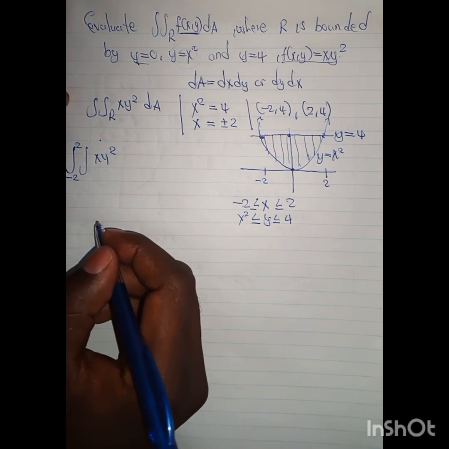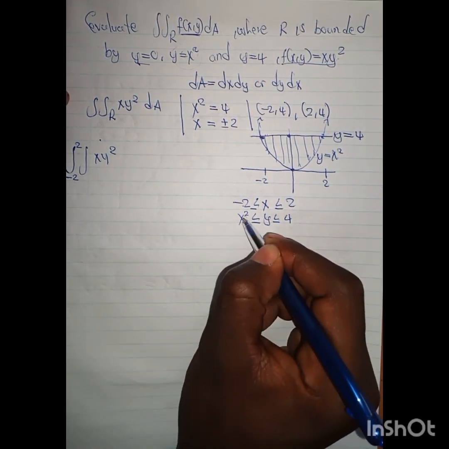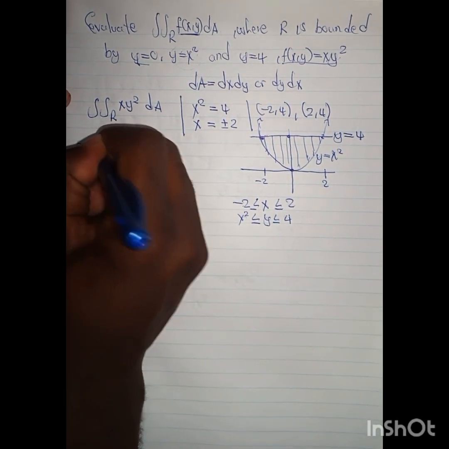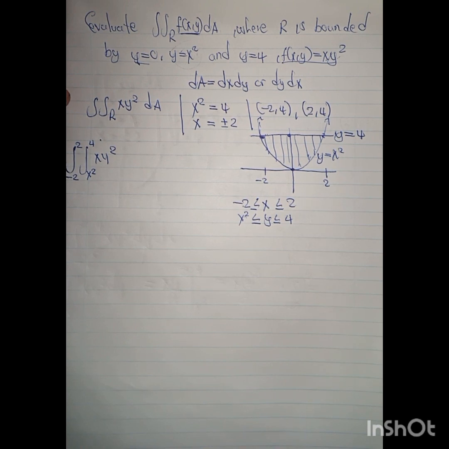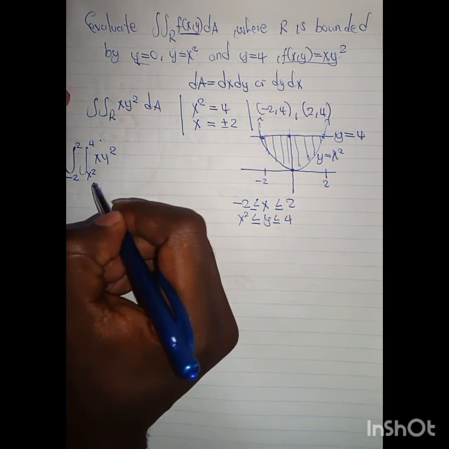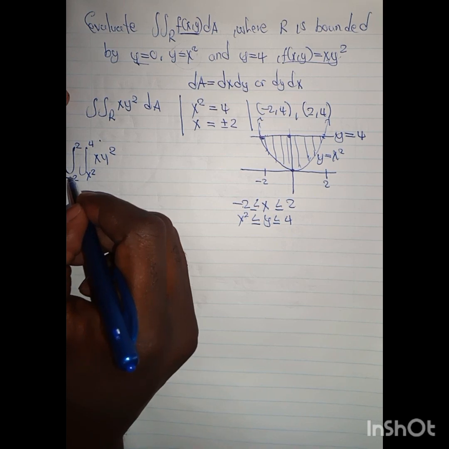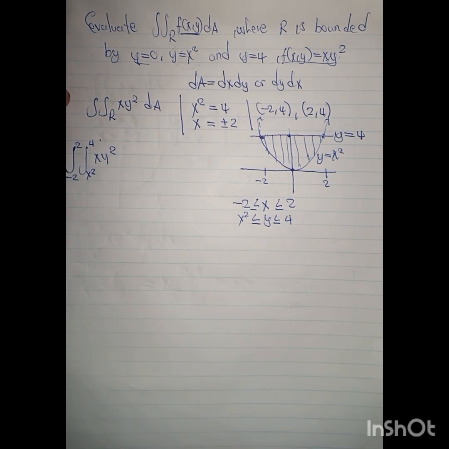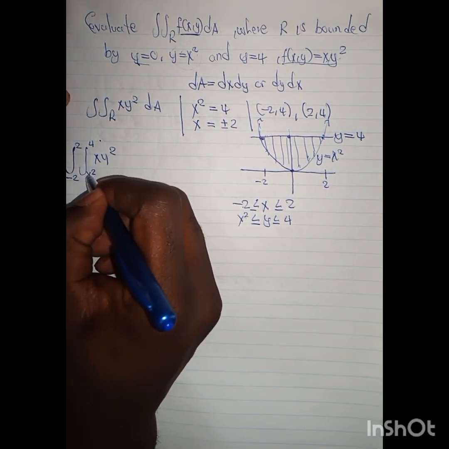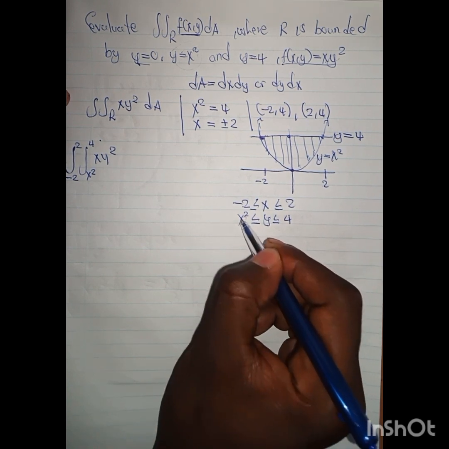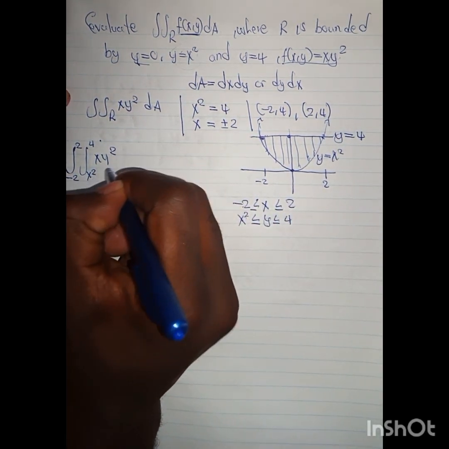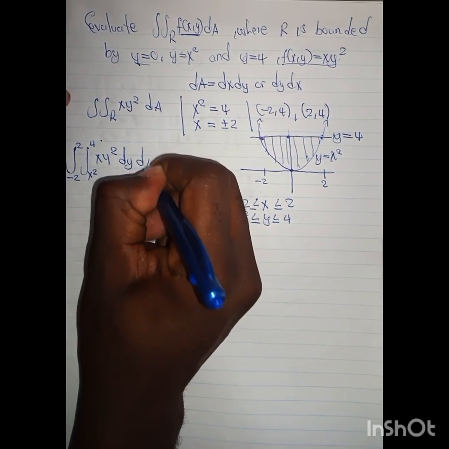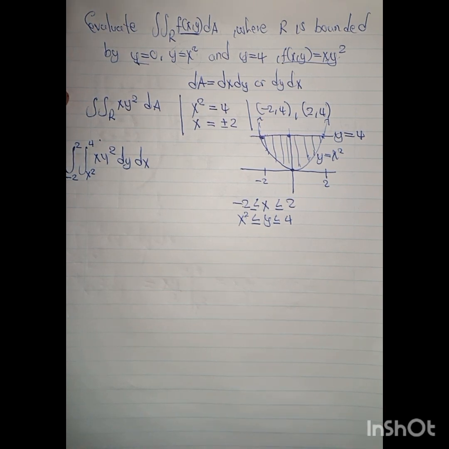Alright, so let us move. We have y running from x squared up to 4. The lower limit is x squared and the upper limit is 4. So now listen to this. Because in the outside integral we have the limits of x, in the outside we must also have dx. And then in the inside integral we have the limits of y, which runs from x squared up to positive 4. Then we must have dy, then in the outside dx.